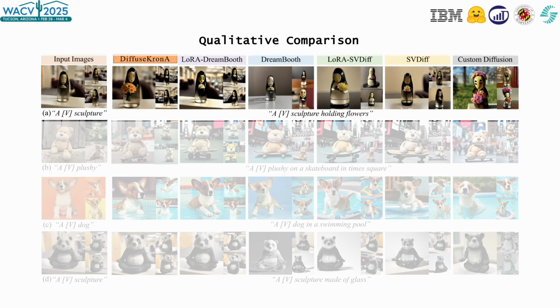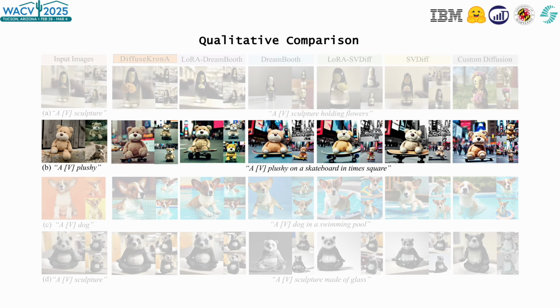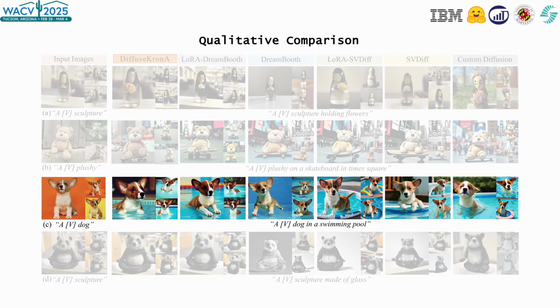Take another example, a plushie on a skateboard in Times Square. Here, DiffuseKronA not only captures the whimsical nature of the scene, but also maintains high fidelity to the input image, outperforming LoRA-DreamBooth and SVDiff in both creativity and precision. In more complex scenarios, such as a dog in a swimming pool, DiffuseKronA again leads the pack.